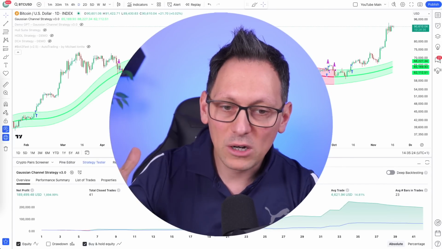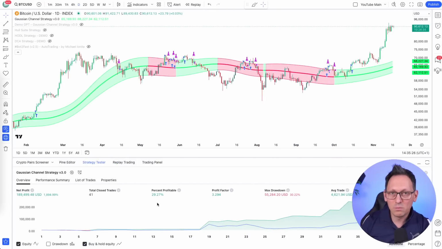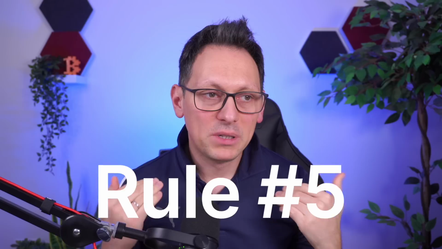So yes, it's part of the calculation. It's not the most important number, but I'm looking at it as well, and I do take it into account when it comes to my overall decision making. While this number is not necessarily disqualifying a strategy, rule number 5 is not a particular number that has to be above or below, but it has to be better than the other strategy that you're comparing for.